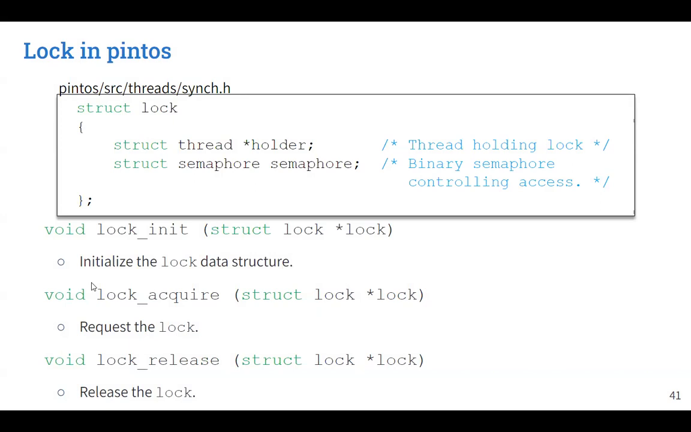So locks in Pintos. The struct lock has 2 structs inside it. The one is a thread pointer, a pointer to the thread holding the lock, and then it contains a semaphore for controlling access. So there are 3 functions that manage the lock. There's lock_init, which initializes the lock data structure, lock_acquire, which requests the lock, and lock_release, which releases the lock.